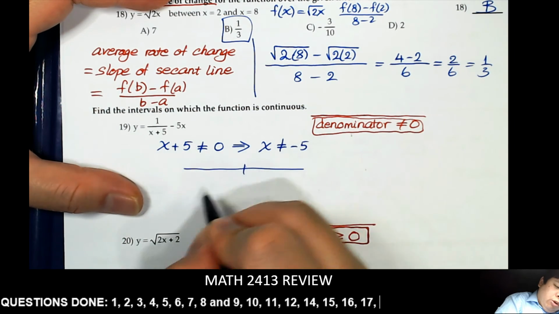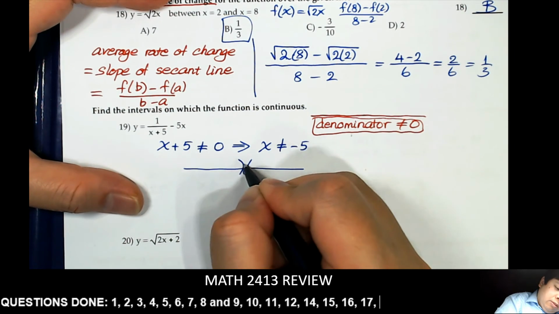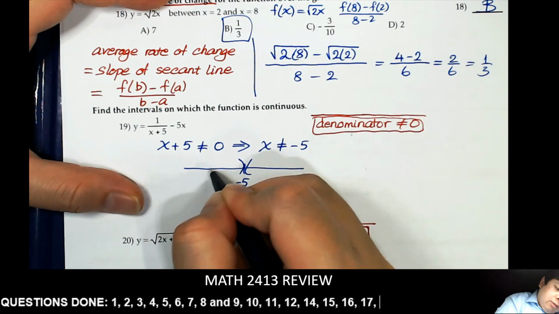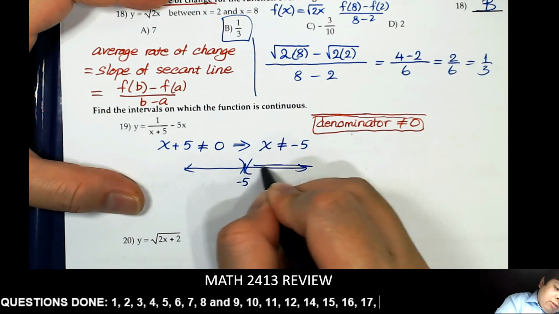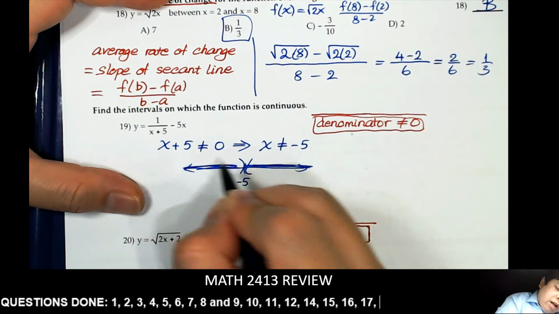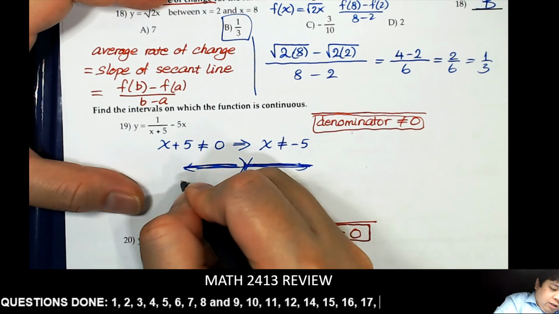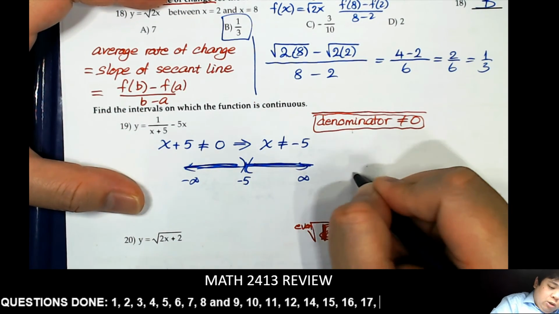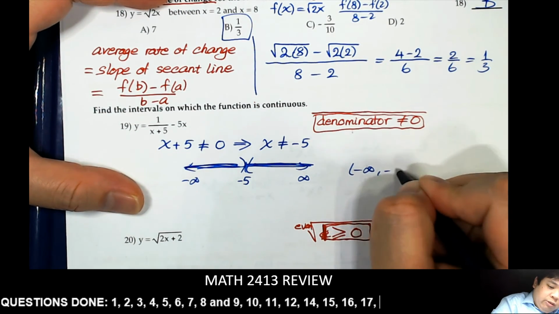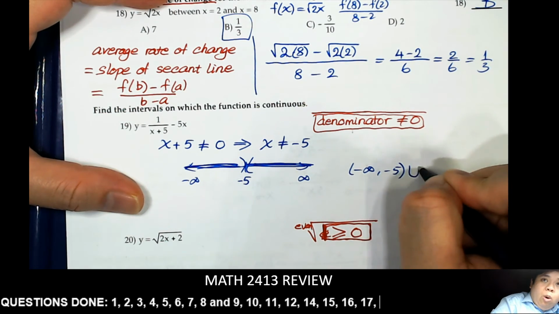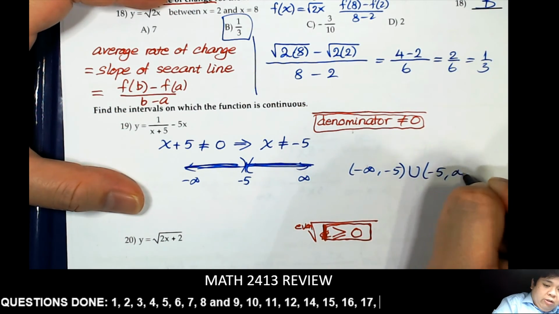So if we want to write the interval, to be on this side or on that side. So we have negative infinity to negative 5 or negative 5 to infinity.